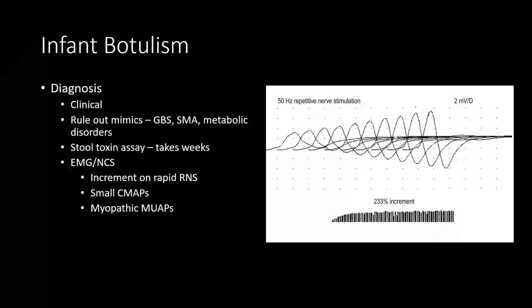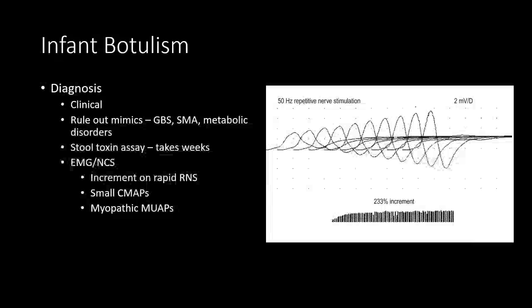This can be a clinical diagnosis. You do want to rule out mimics like GBS, spinal muscular atrophy, metabolic disorders, sepsis, things like that. There is a stool toxin assay, but it often takes weeks to come back, and so you want to make the diagnosis and start treatment sooner than that.